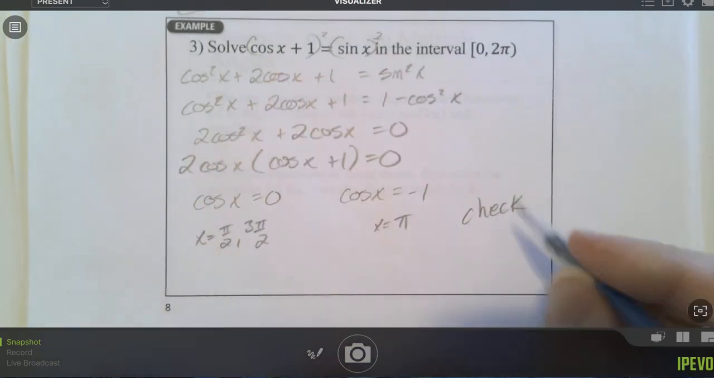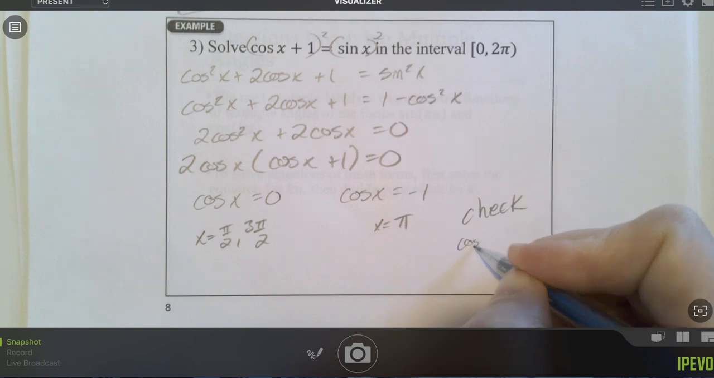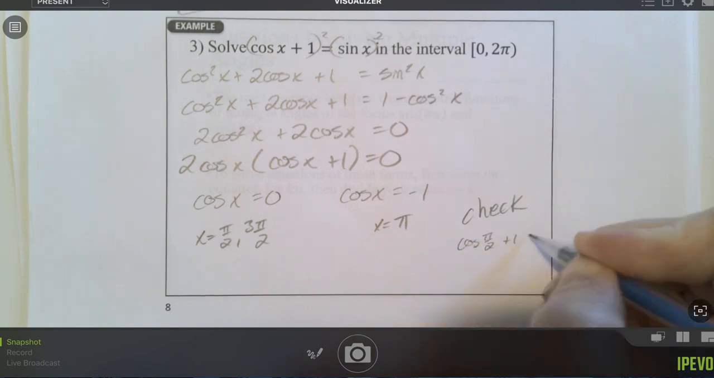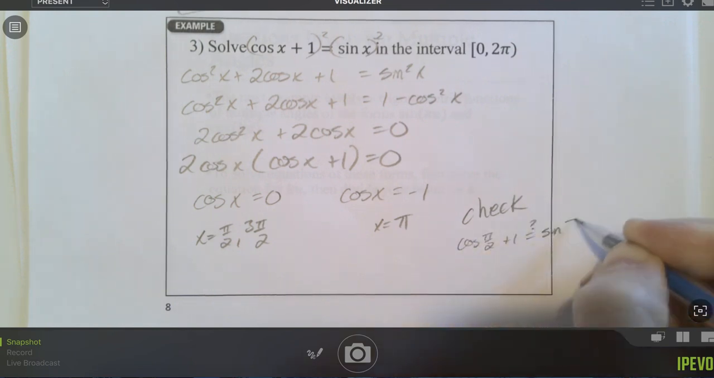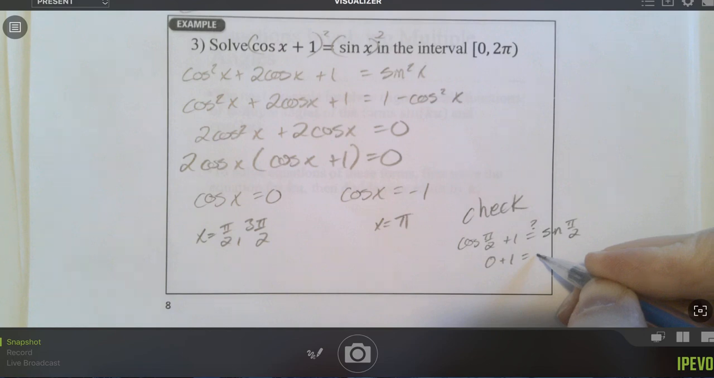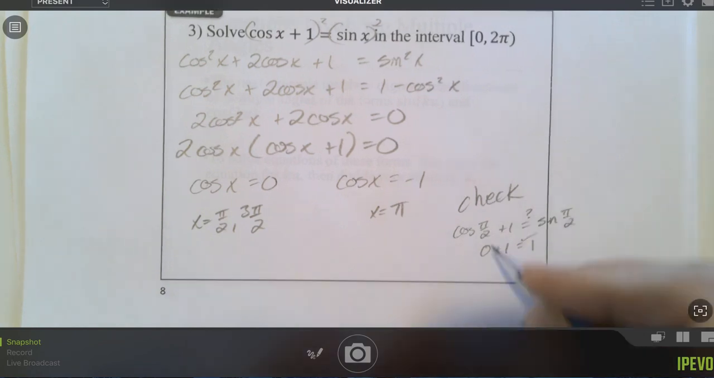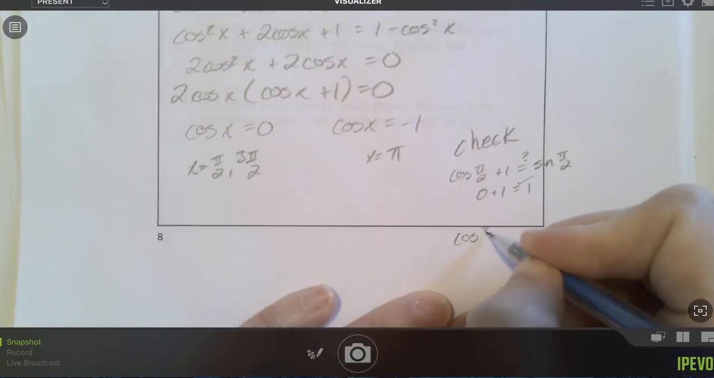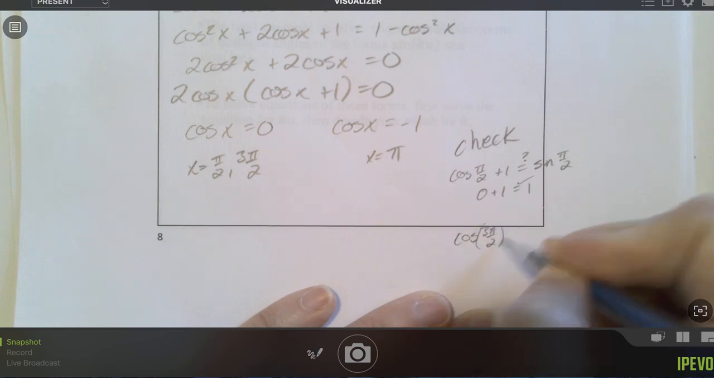If I check the pi over 2, we'd be looking at cosine of pi over 2 plus 1. Is that equal to sine of pi over 2? Well, cosine of pi over 2 is 0 plus 1. Sine of pi over 2 is 1. So that one works.